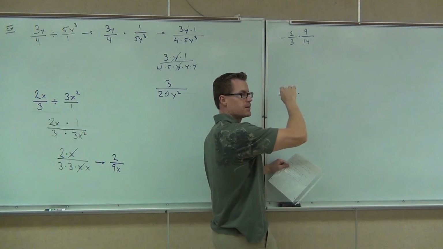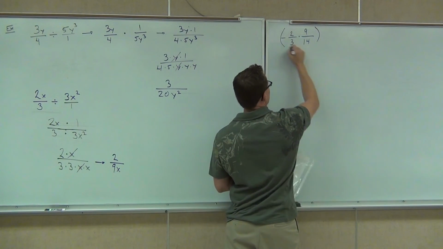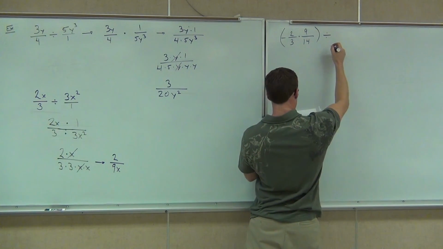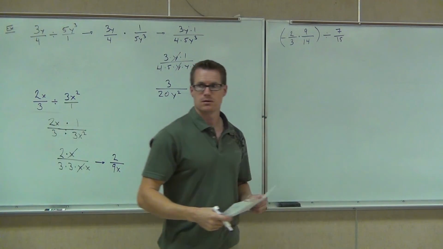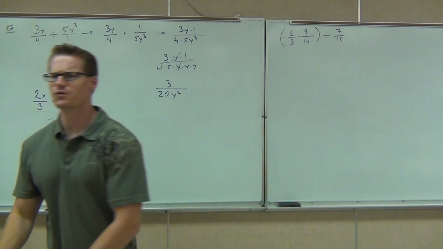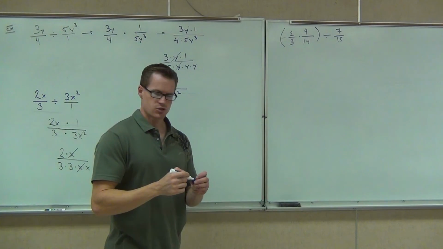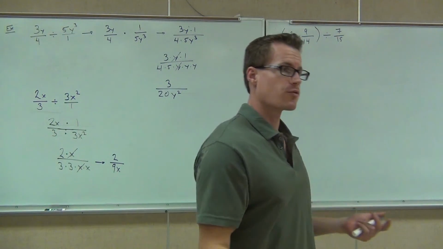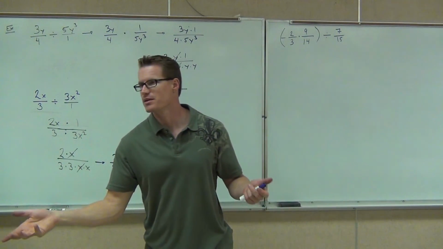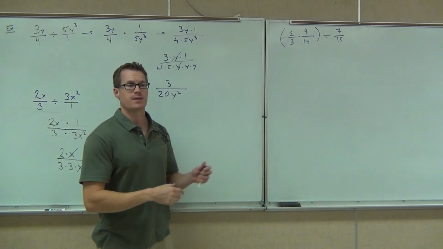Now, if you can do that, can you do this one? Okay. What are you going to do first? Parentheses. Sure, this is order of operations. So let's multiply those fractions together. Let's get one fraction out of it, and then let's divide by the 7/15. So let's try that.